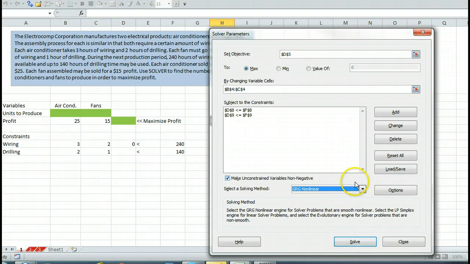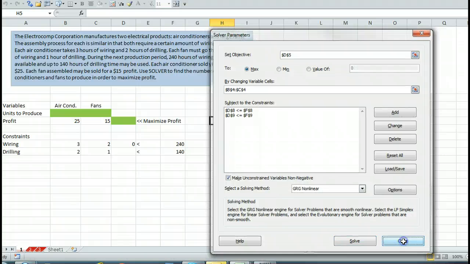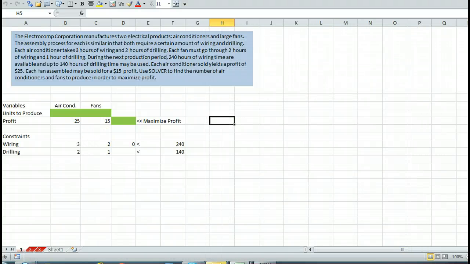And when you've got everything in there, you'll click solve, which isn't going to work for me because I don't have everything filled in. But you'll click solve and it'll say we found you an answer, and then you'll have your results. When you get done with Solver, this information will be filled in. It'll tell you how many air conditioning units and how many fan units to produce, and it'll also have in there what that maximum profit is that you can make subject to those constraints.